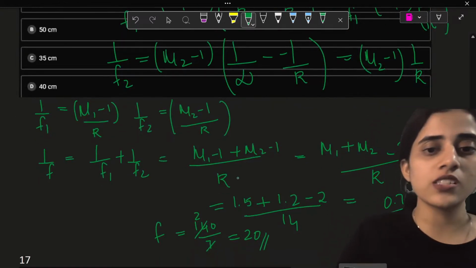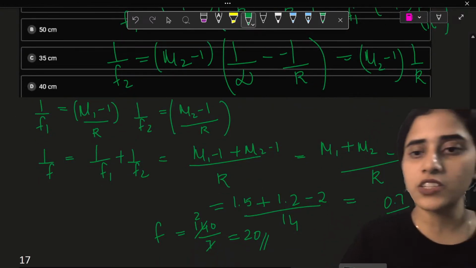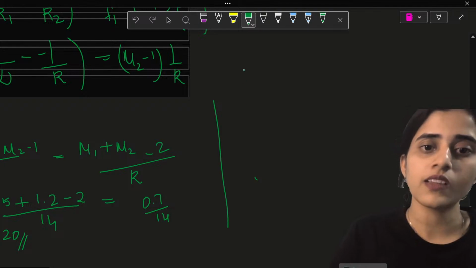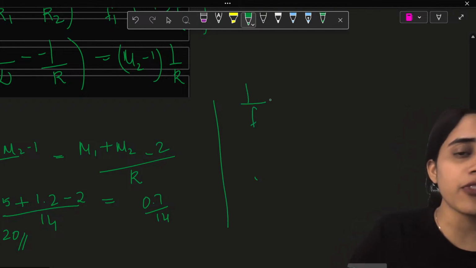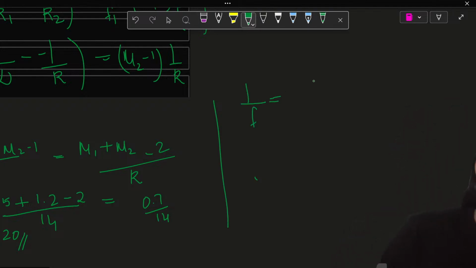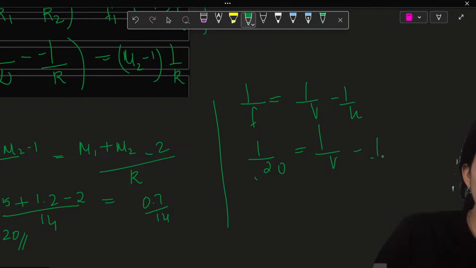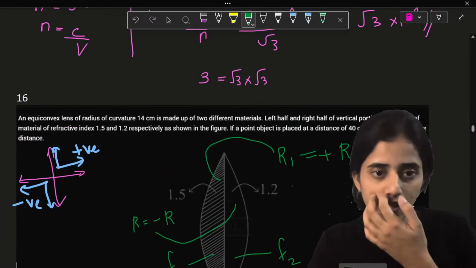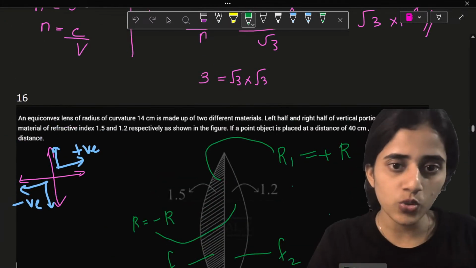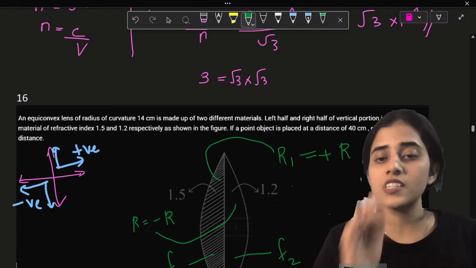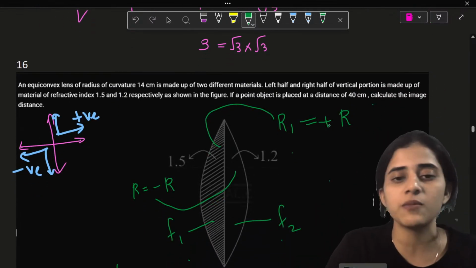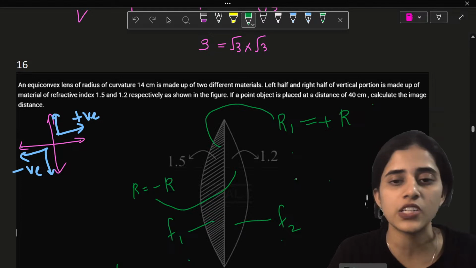What is image distance? V. How will you calculate image distance? 1 by F is equal to 1 by V minus 1 by U. So 1 by F, which is 1 by 20, is equal to 1 by V minus 1 by U. U here is 40. Is it plus 40 or negative 40? That's very important. How will you know if it's plus 40 or minus 40?